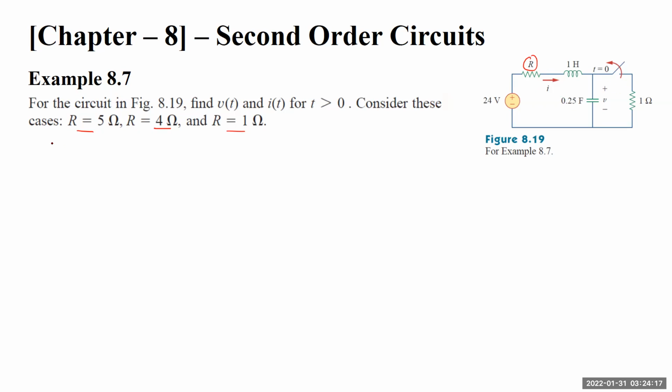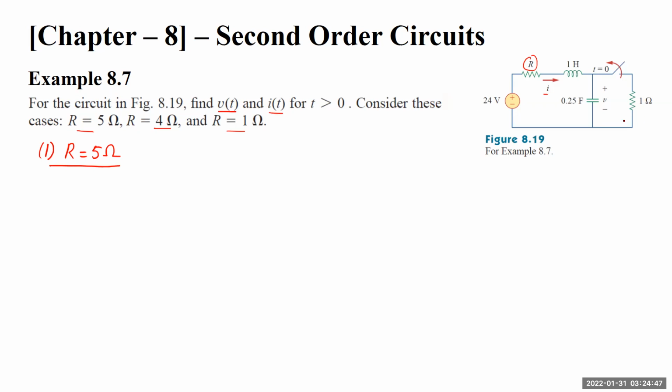For simplicity, we'll be solving for R equals 5 in this example. I leave R equals 4 and R equals 1 for you to solve. Again, the method will be the same, just with a little bit of difference, and I hope the previous three slides will help you in finding out what exactly needs to be done. So again, first of all, we have to find the voltage and current I.